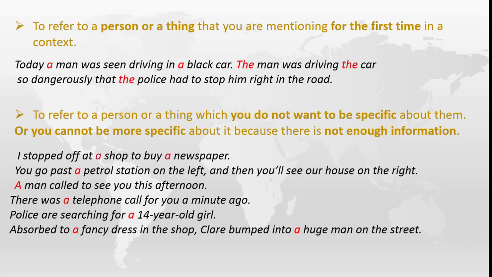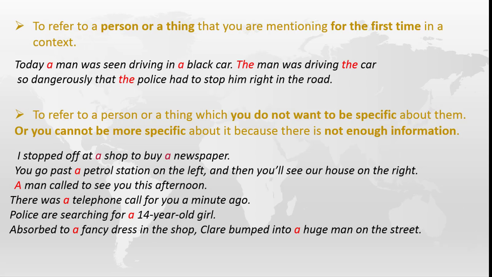The next case we need to use an indefinite article is to refer to a person or a thing that you are mentioning for the first time in a context. Let's look at this example carefully. Today, a man was seen driving in a black car. The man was driving the car so dangerously that the police had to stop him right in the road. Okay, now you can see a man is a new subject, and I'm just mentioning that there was a man who was seen driving in a black car.